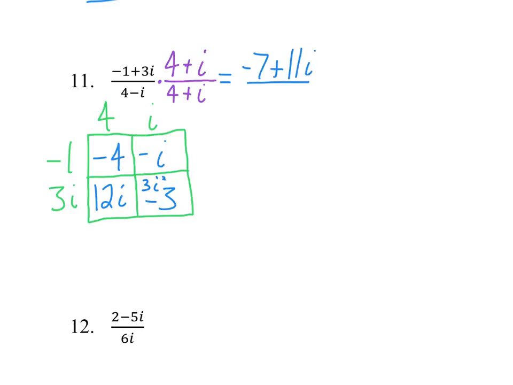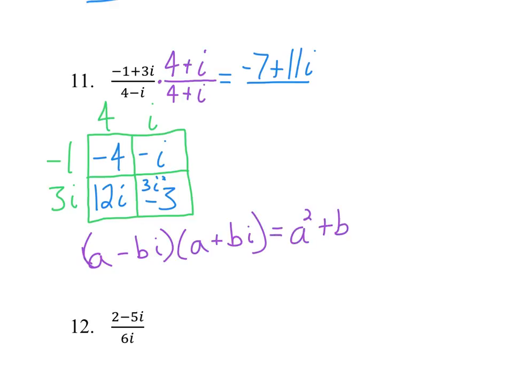Now the denominator's the fun part. If you know the pattern, it is very slick. The way the pattern works, if you have an a minus bi, like we do, times an a plus bi, like we do, the result is really just a squared plus b squared. Again, you could box or FOIL that out as well, but man, knowing that pattern makes this so easy. We square the 4, we get 16. We square 1, we get 1.